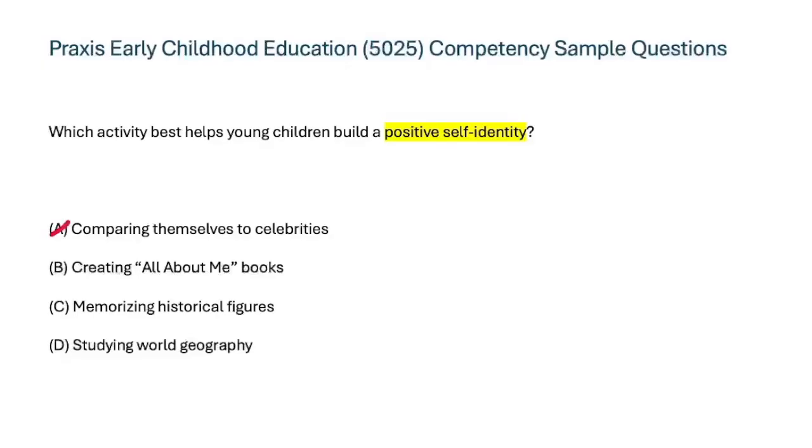With those things in mind, let's go ahead and eliminate the incorrect options. Starting with option A, we would not want our students comparing themselves to celebrities because that very well may lower their self-esteem. We can eliminate option C. Memorizing historical figures focuses on content, not personal identity. Let's eliminate option D. World geography is focusing on social studies and is not identity focused. That leaves us with the correct option, which is B. Creating all about me books. This activity encourages children to reflect on their traits, interests, and backgrounds and fosters a strong sense of self.